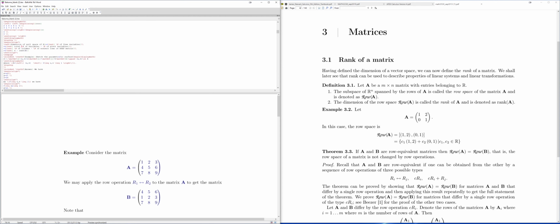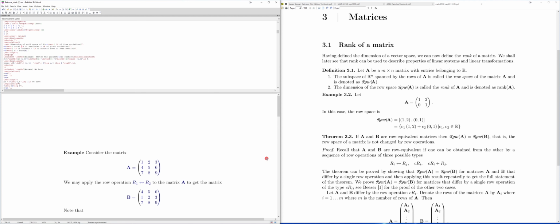So if I have A, apply row operations to get B, consider the row space of A and consider the row space of the transformed matrix. It turns out that the row spaces are actually going to be the same. That's because you got B from A by using row operations. So the idea is that your row space is not changed by using row operations.